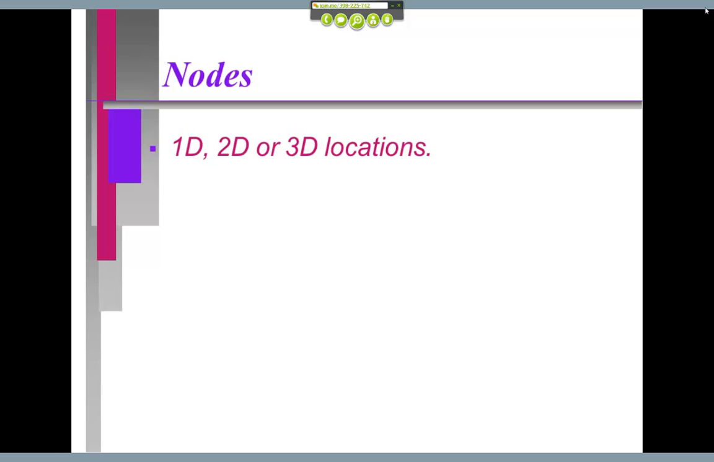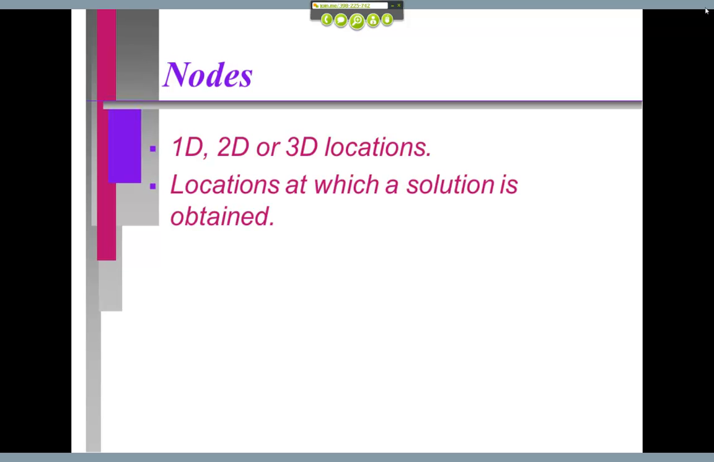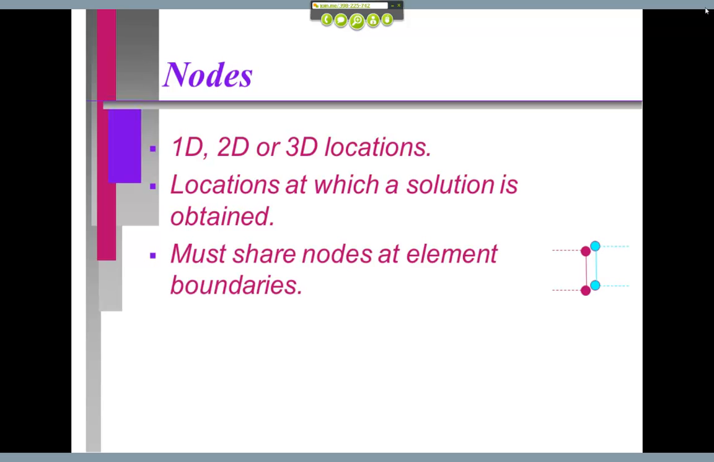So the solution to the matrix problem is finding values at every node point, and then it can interpolate a value for any point inside the element. Okay. So nodes come in 3 versions. You have a 1D node, a 2D node, or a 3D node. The nodes locate where the solution is obtained. The nodes must be shared across element boundaries.